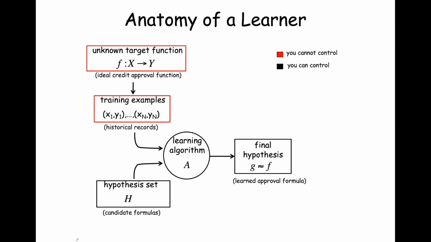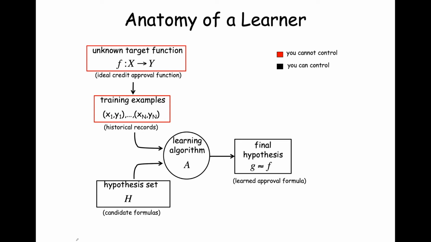But we also have some components that you do have control over. We have a hypothesis set. And so this hypothesis set will be based on an educated guess, you select a candidate family of formulas that you believe would best describe what this unknown target function is doing.